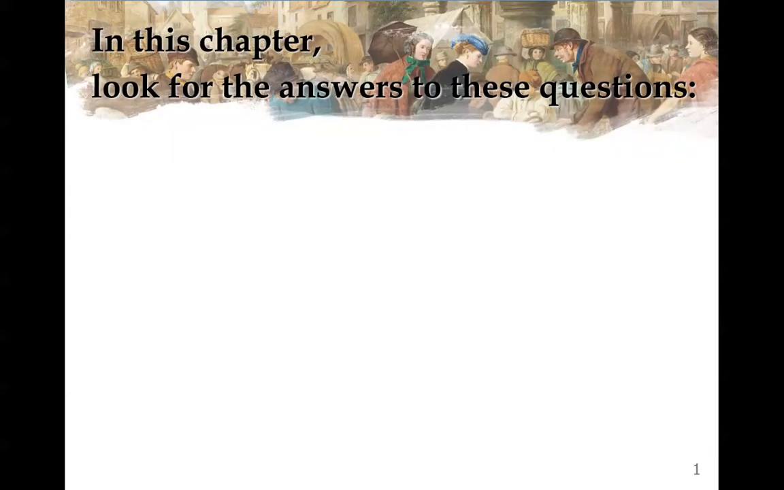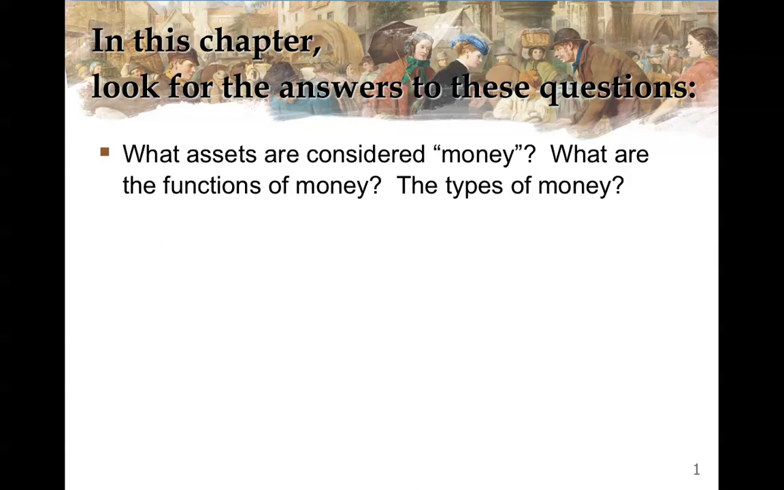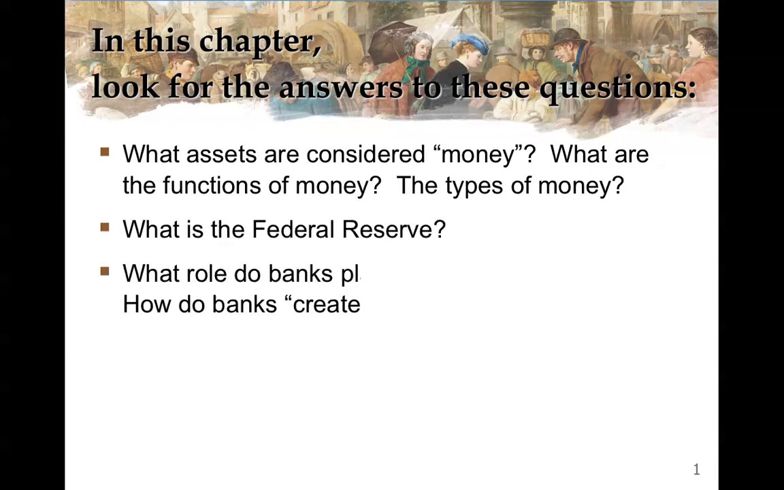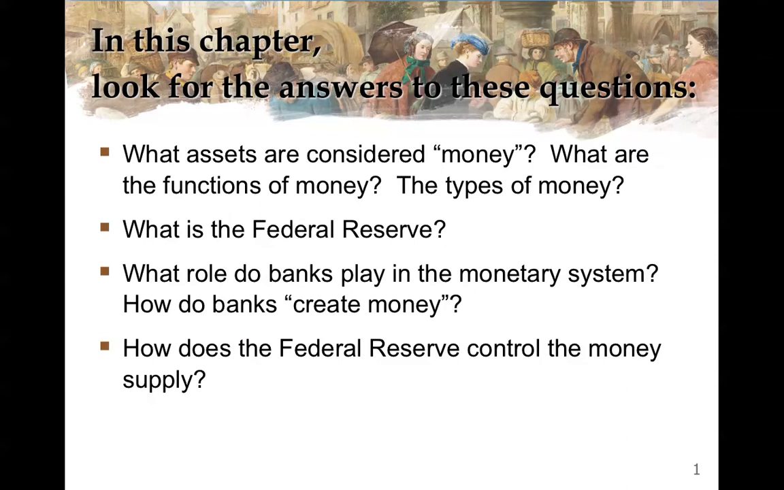Now, in this chapter, we will look for the answers to these questions. What assets are considered money? What are the functions of money? The types of money? What is the Federal Reserve? What role do banks play in the monetary system? How do banks create money? And how does the Federal Reserve control the money supply?